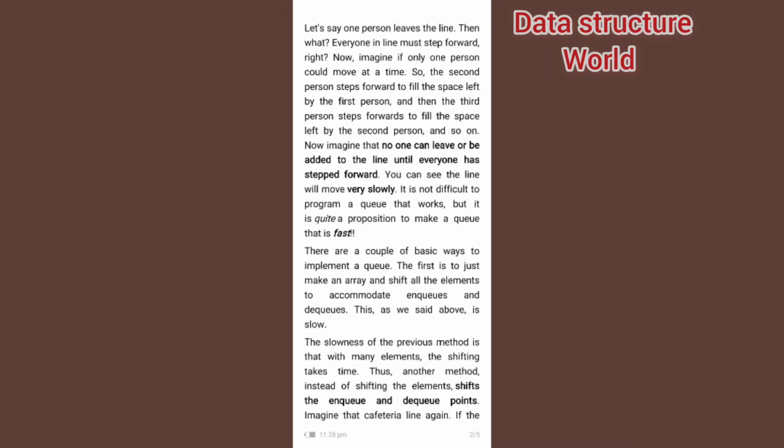It is not difficult to program a queue that works, but it is quite a proposition to make a queue that is fast. There are a couple of basic ways to implement a queue. The first is to just make an array and shift all the elements to accommodate enqueue and dequeue. This, as we said above, is slow. The slowness of the previous method is that with many elements, the shifting takes time. That's another method: instead of shifting the elements, we can shift the enqueue and dequeue points.